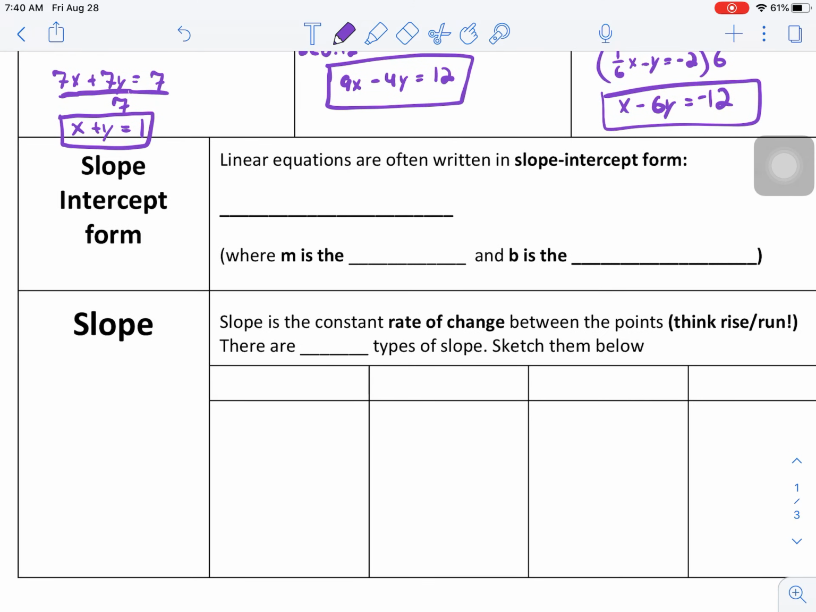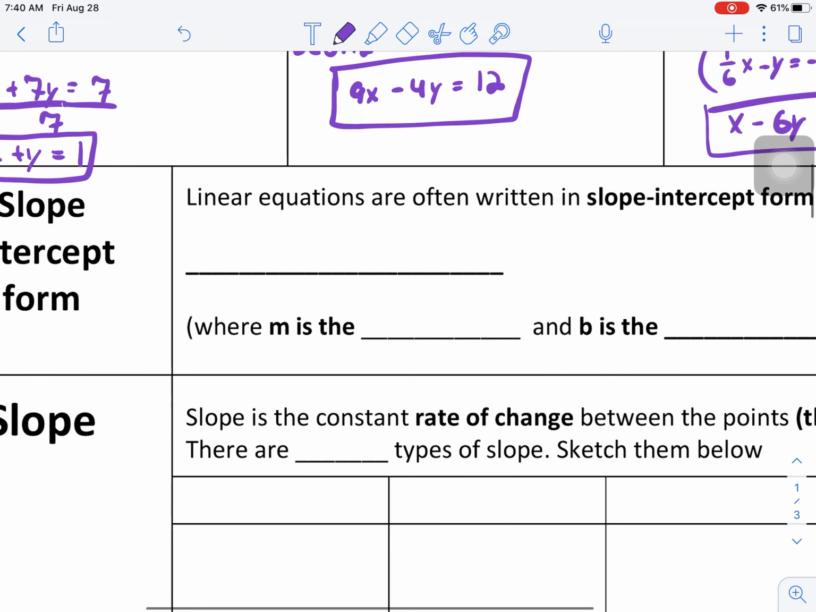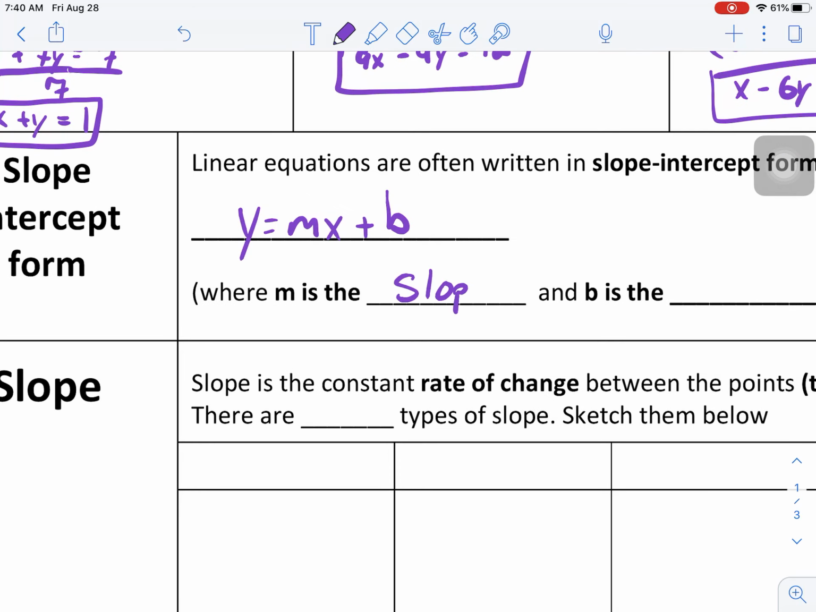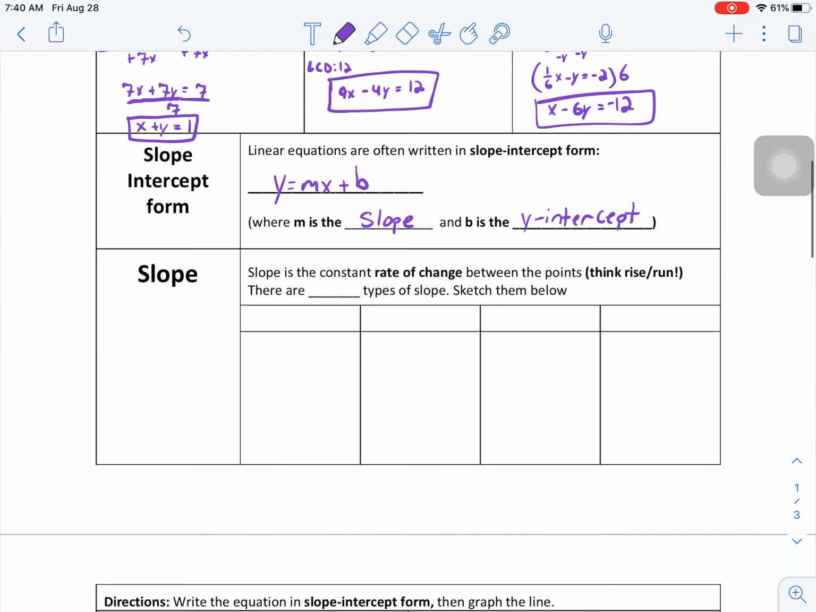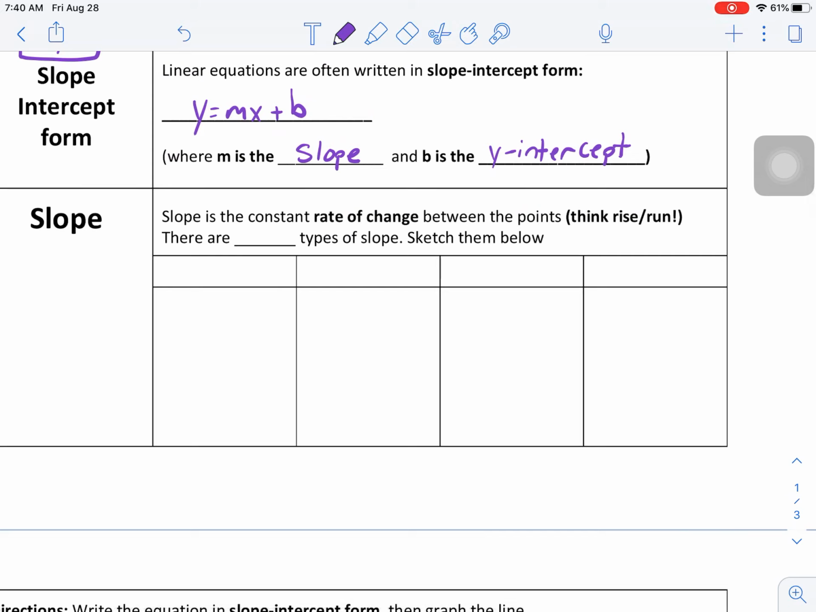All right, let's keep going. Linear equations are often written in slope-intercept form. So what is slope-intercept form? This is probably what you've seen over and over again. Y equals mx plus b, where m is the slope and b is the y-intercept. Slope is a constant rate of change between points. Think rise over run.